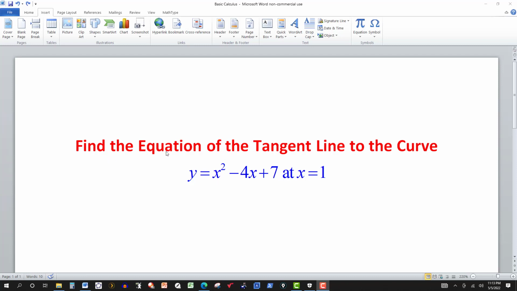So here we want to find the equation of the tangent line to the curve y = x² - 4x + 7. The calculus involves a computation that is called the derivative. You know about slope when you deal with linear functions, or when you're graphing lines, you can find the slope of a line if you know two points, or if you have the slope-intercept form. So this is just introducing you to basic calculus. In this case, we're looking at the derivative.